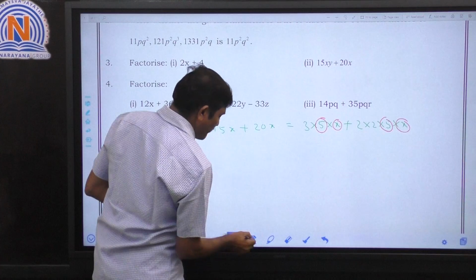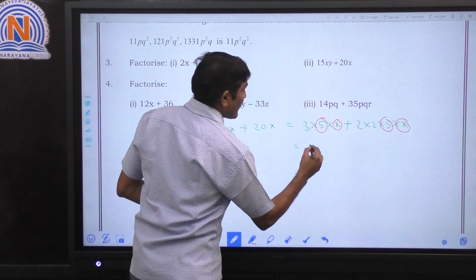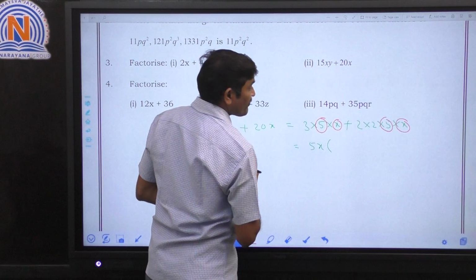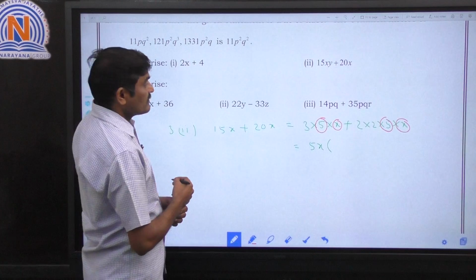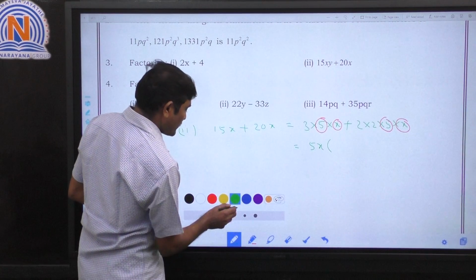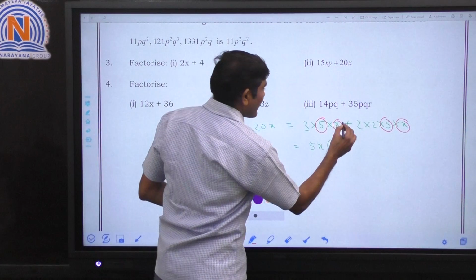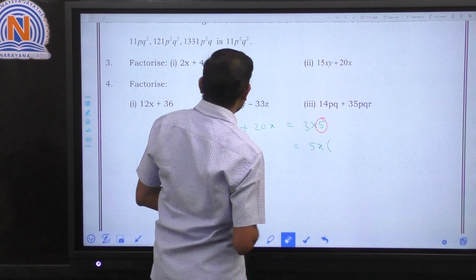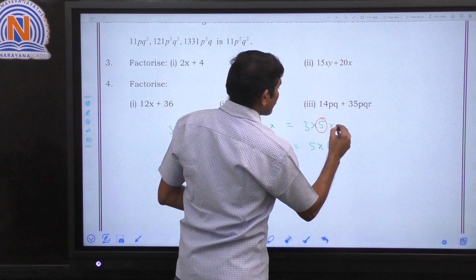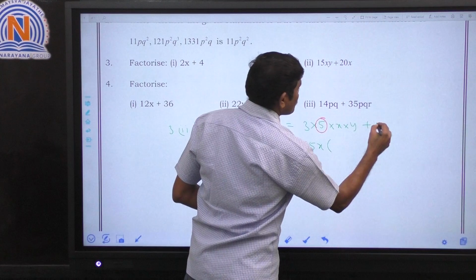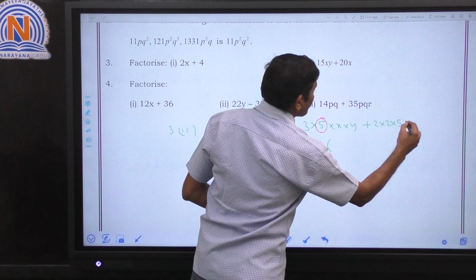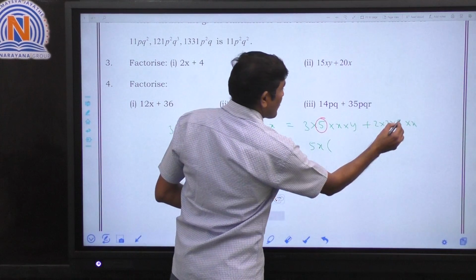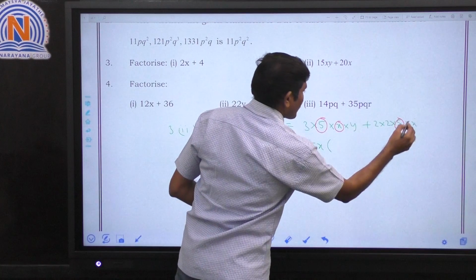So I can take 5x as common, you will get 5x into, here what is left? 3. Sorry, I forgot, there is one more letter here, y, into y. So 3 into 5 into x into y here, plus 2 into 5 into x. So what are the common factors here? See, 5 is the common factor, x is the common factor.